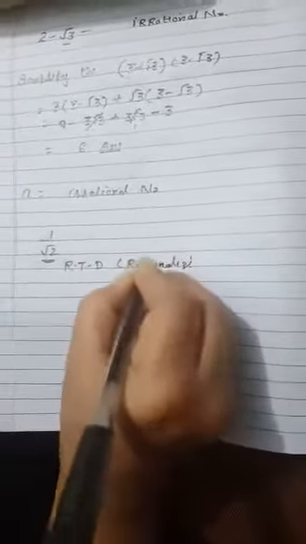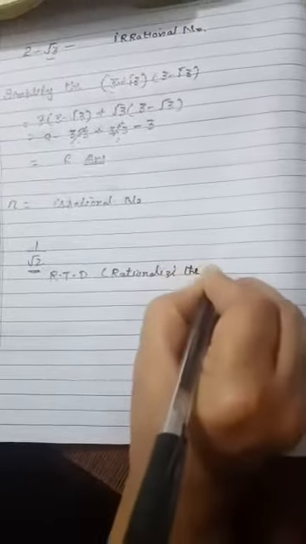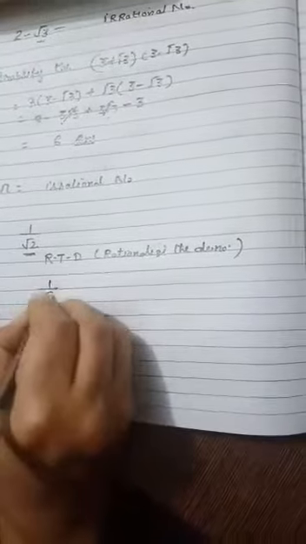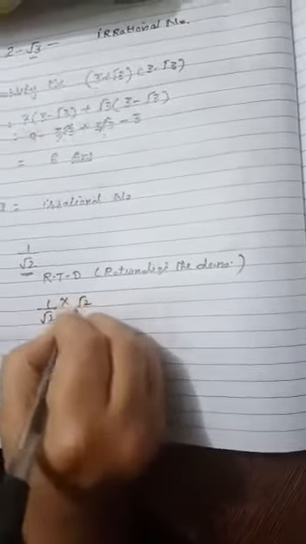rationalize the denominator. So how to do? The single statement, multiply and divide. When you multiply 1 by root 2, you will get root 2. But root 2 into root 2 will give you 2. So it will become our answer. Where do we do the rationalizing? When we have any irrational number in the denominator.